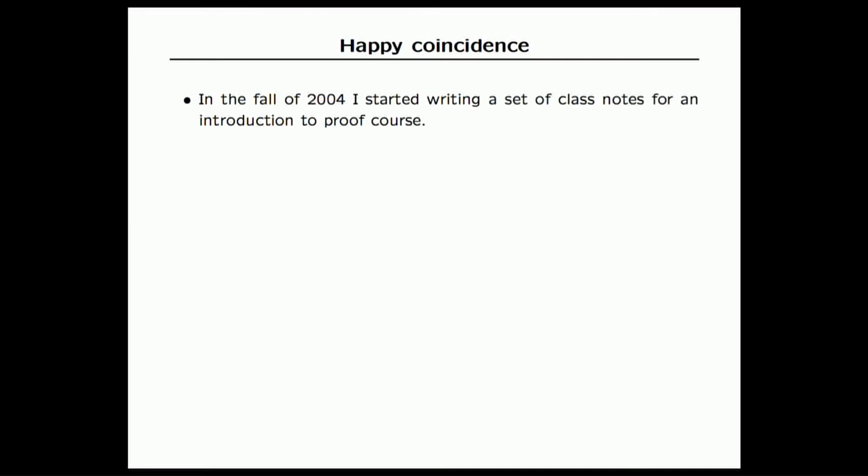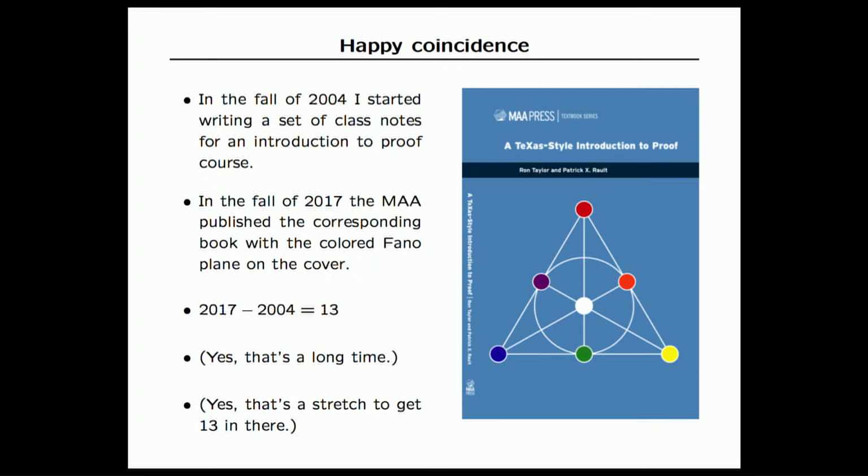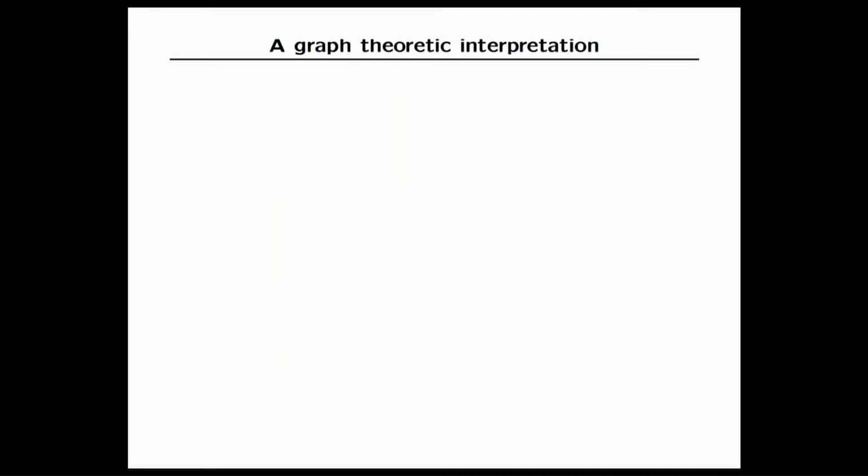In the fall of 2004, I started writing a book about proof, which was published this last fall, and had that Fano plane on the cover, and 2017 minus 2004 is 13. That's a long time to write a book, and that's a stretch to get 13 in there, but I got it. So there we go.